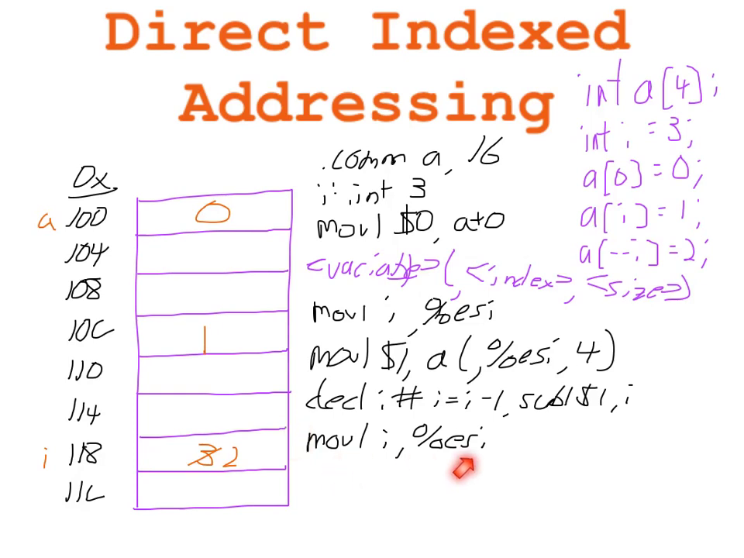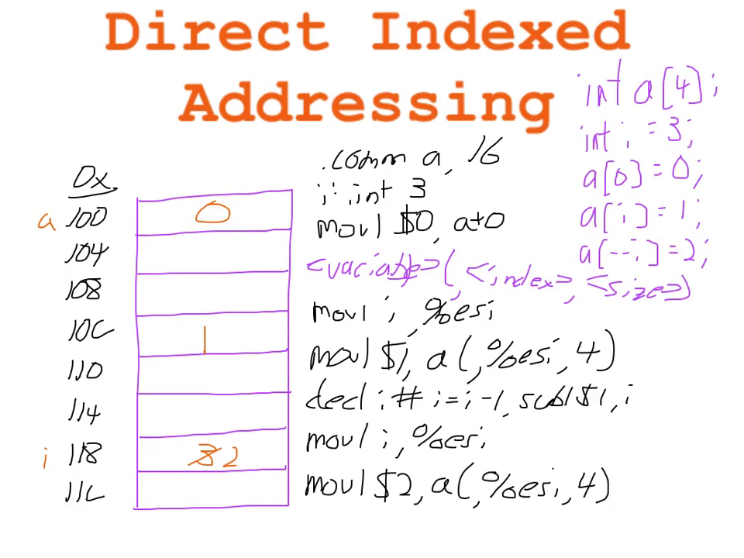So at this point, we now have the updated value of I in our indexing register, and we can simply proceed with direct indexed addressing like we did in the first case. In this case, though, we want to move 2, so movl $2, into the base, which is A or address 100, plus ESI, whatever that is, and we know from our example it's going to be 2, ESI times 4 bytes.